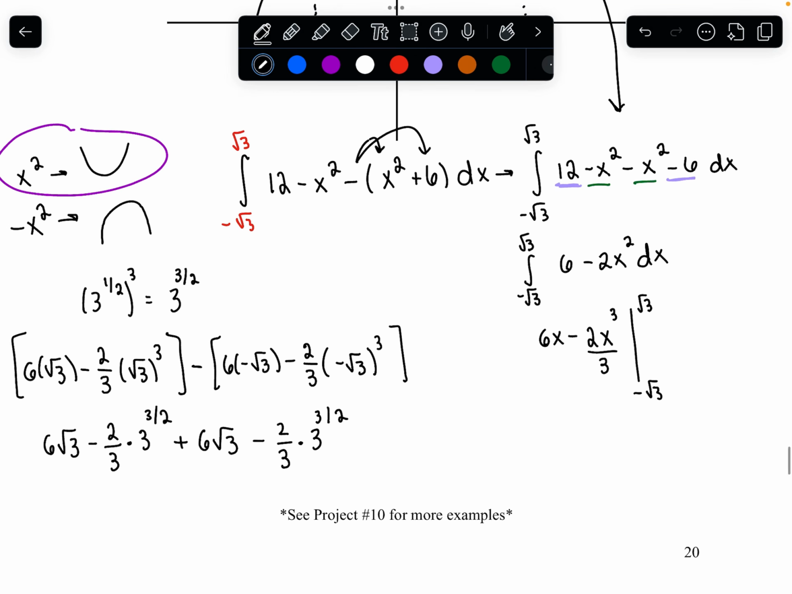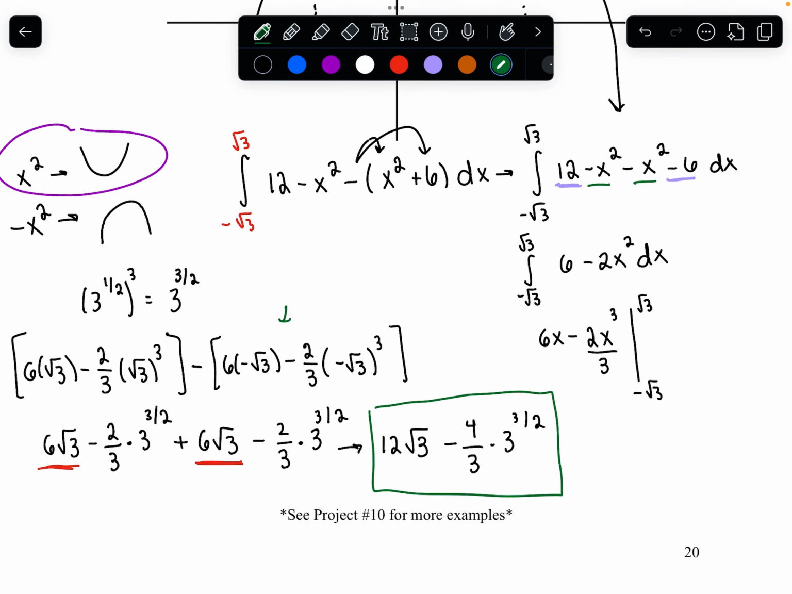Okay, we can keep going a little bit. These are like terms. So I have 6 plus 6, which gives me 12 root 3. And then I need to do negative 2/3 minus 2/3, which is minus 4/3. Okay, I think that's right. What do you guys think?